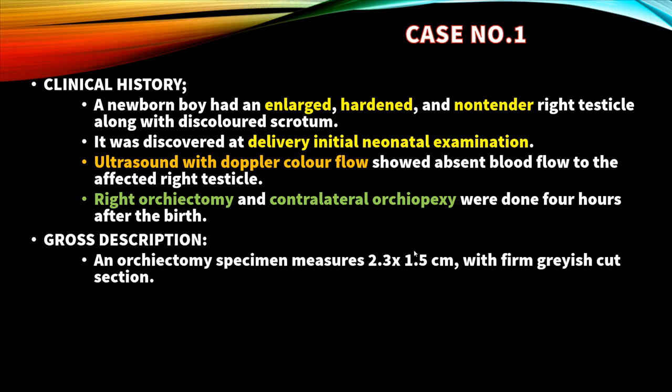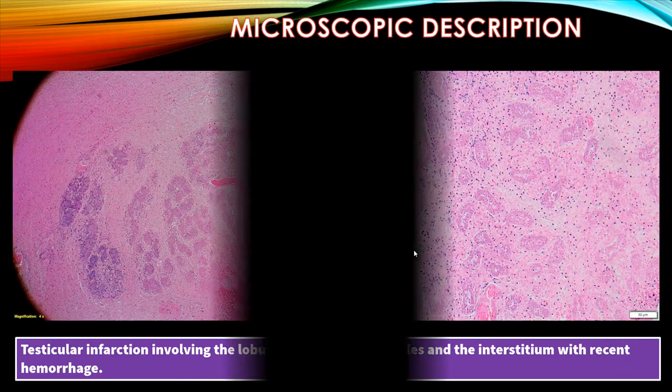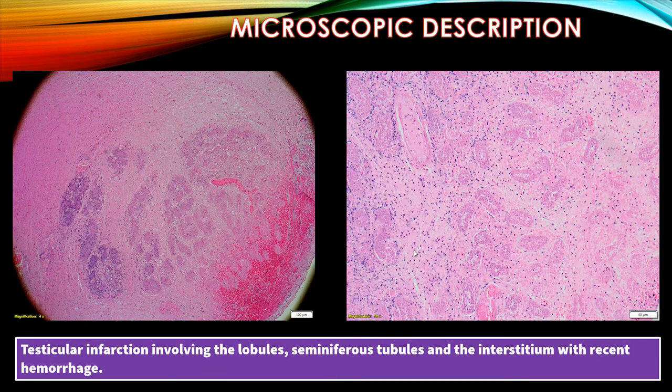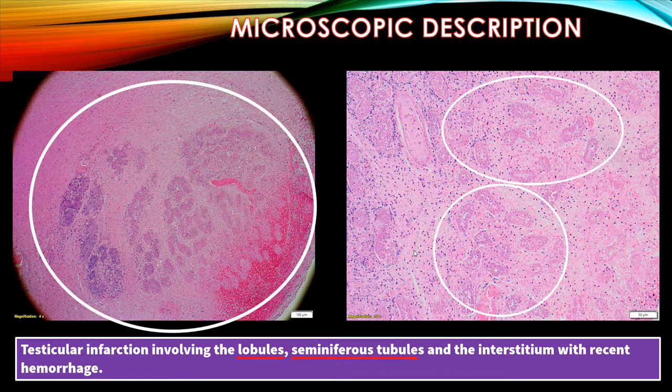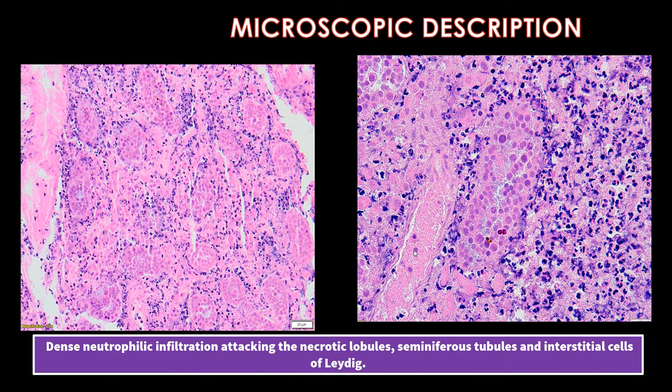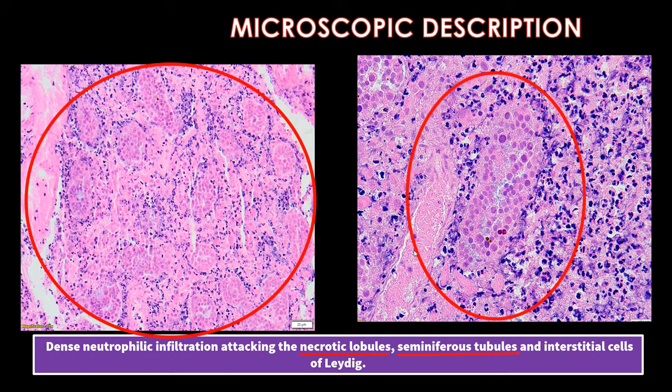Gross description: the orchiectomy specimen measures 2.3 by 1.5 centimeters with a firm grayish cut section. Microscopic feature: this photo shows testicular infarction involving the lobules, seminiferous tubules, and the interstitium with recent hemorrhage. These photos show dense neutrophilic infiltration attacking the necrotic lobules, seminiferous tubules, and interstitial cells of Leydig.